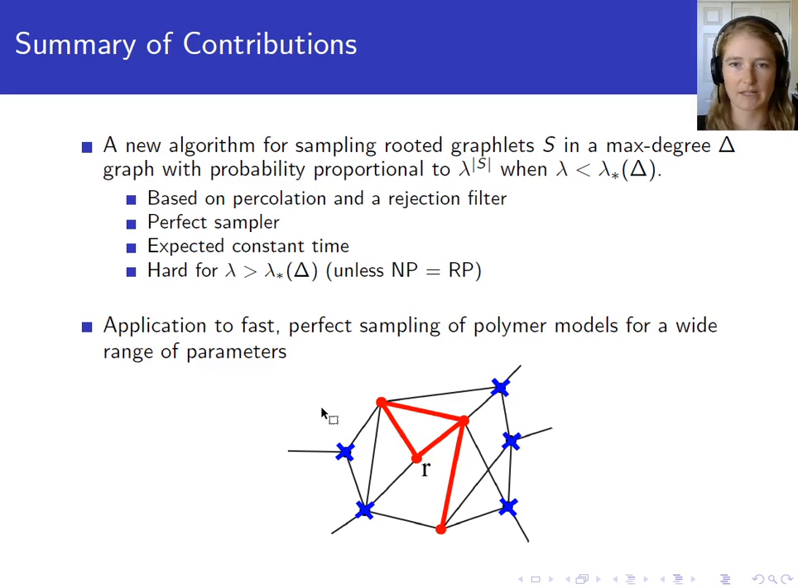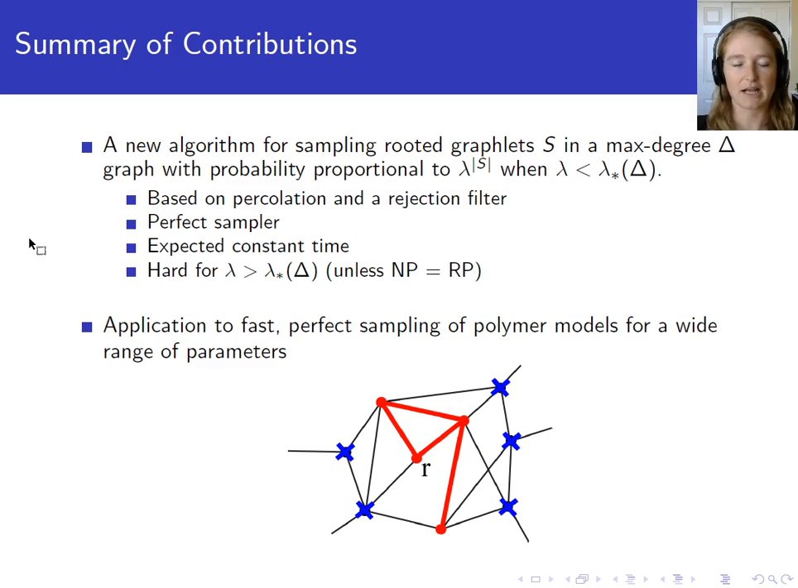So just to recap everything that I have told you, our main contribution here is a new algorithm for sampling rooted graphlets. A graphlet is a connected induced subgraph in a max degree delta graph. And we want to sample these with probability proportional to lambda to the number of vertices in that graph. When lambda is less than some critical threshold, our algorithm, based on using a percolation process and then a rejection filter, gives a perfect sampler. It runs in expected constant time. And it works for as wide a range of parameters as we could hope for, because it's hard when lambda is above this constant threshold unless NP equals RP.